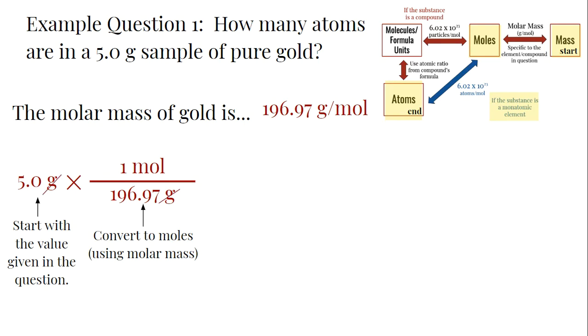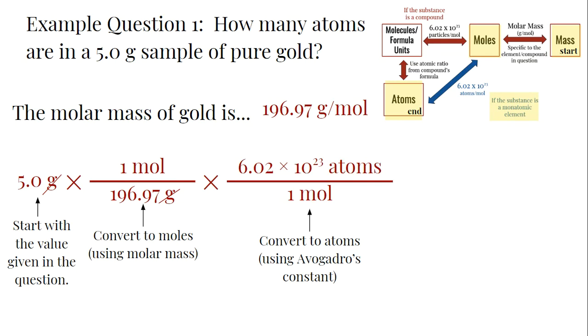We've now reached moles. Next, we're going to go to atoms using Avogadro's number. Because we're trying to find atoms, atoms will be on the top of the conversion factor. So we've got 6.02 times 10 to the 23 atoms in 1 mole. So moles cancel. The unit we're left with is atoms, which is what we were trying to find.